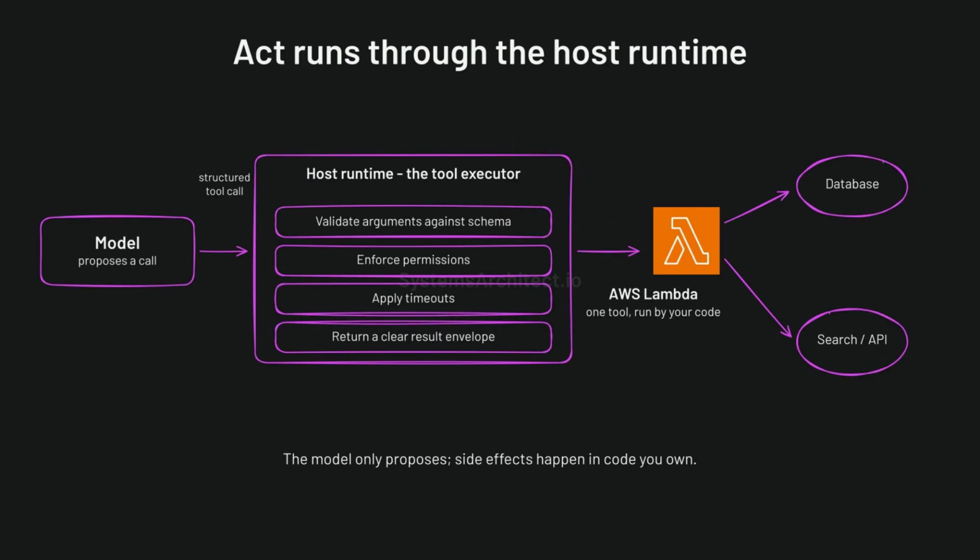Act is where side effects happen: search, database reads, ticket updates, and code edits. Why own the host runtime? The host runtime is the tool executor. The model only proposes a structured tool call. Your code must validate arguments, enforce permissions, apply timeouts, and return a clear result envelope. Schema validation of tool arguments catches bad calls before they hit production systems.